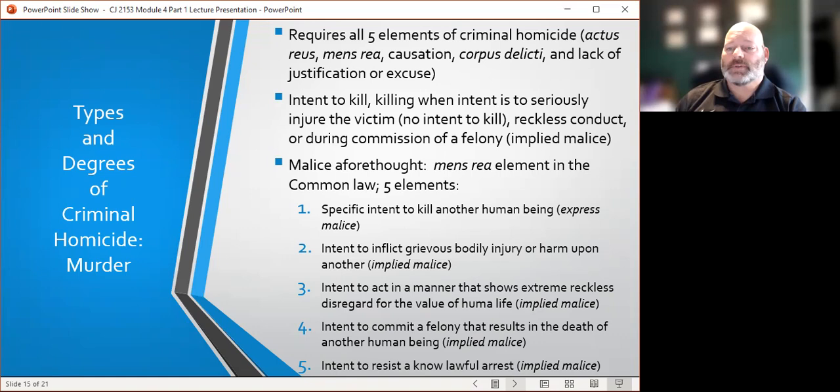Malice aforethought is the mens rea element in the common law of murder, in which five elements were present: the specific intent to kill another human being, which is express malice; the intent to inflict grievous bodily injury or harm upon another, which is implied malice; the intent to act in a manner that shows extreme reckless disregard for the value of a human life, which is implied malice as well; the intent to commit a felony that results in the death of another human being; and the intent to resist a known lawful arrest.